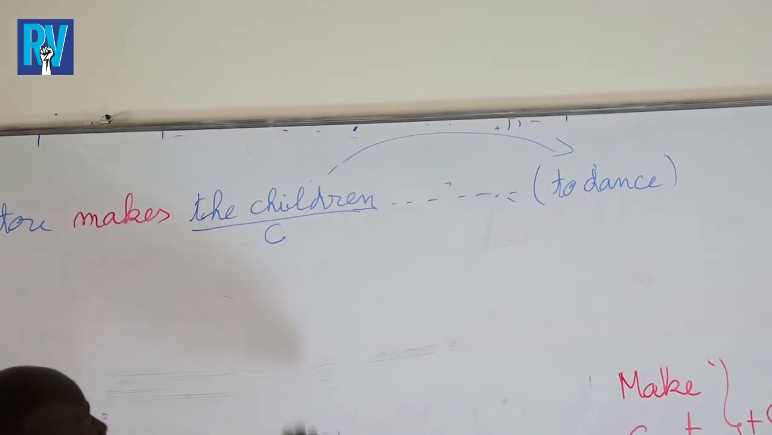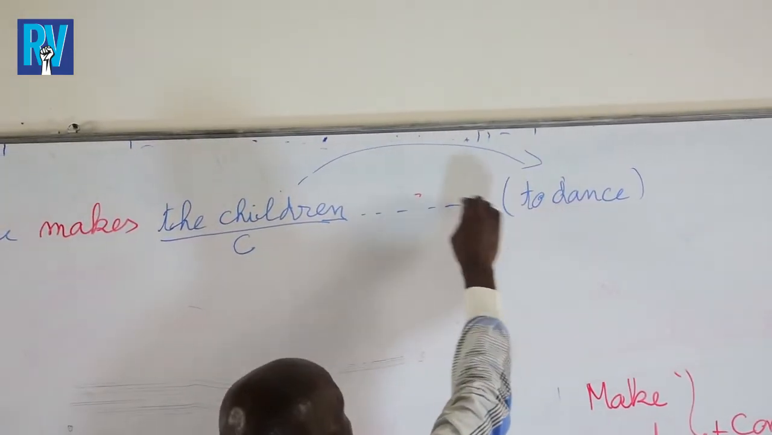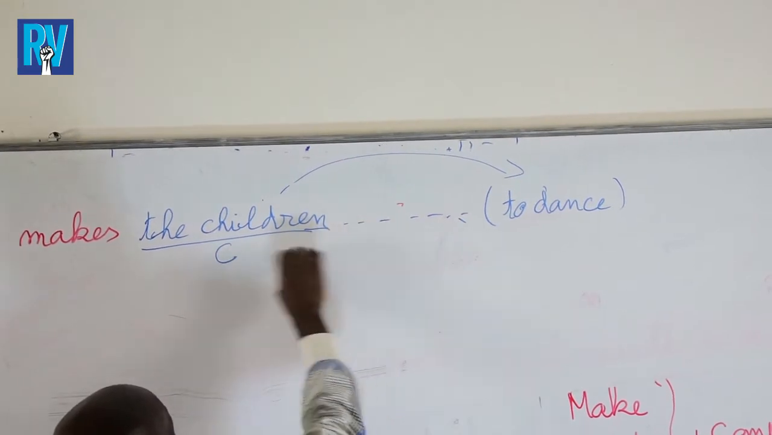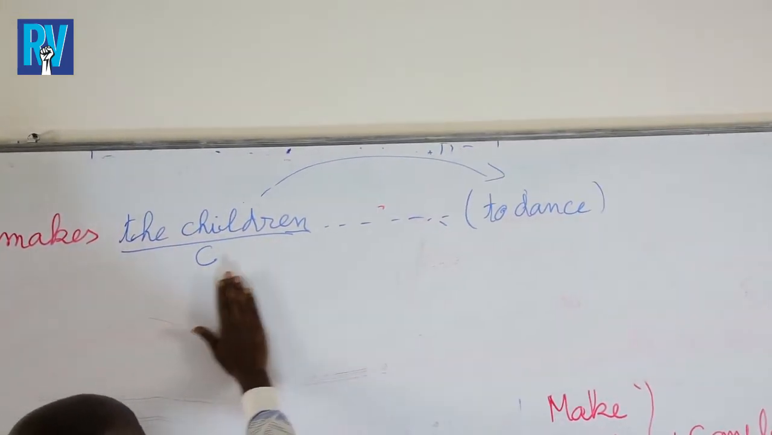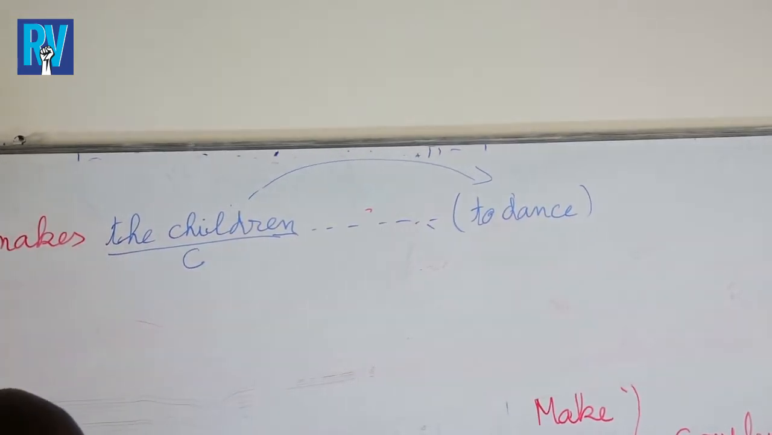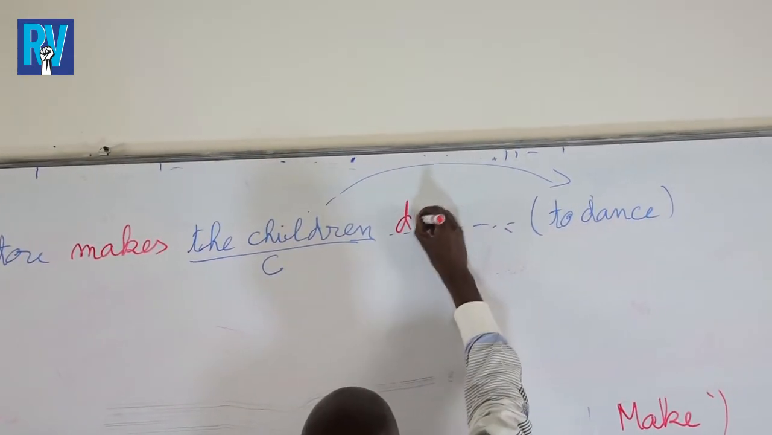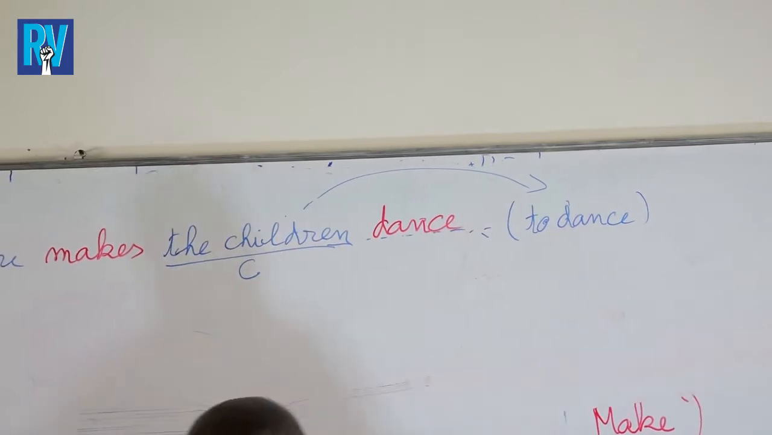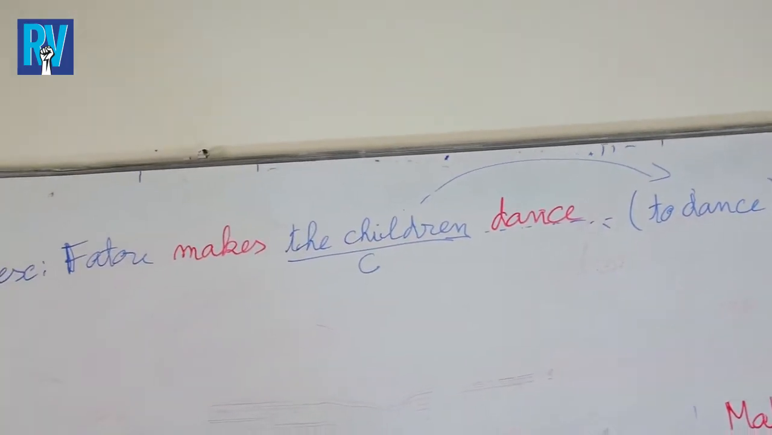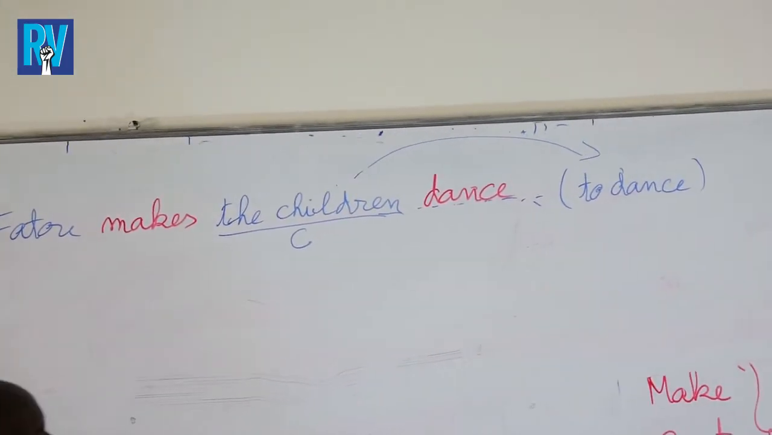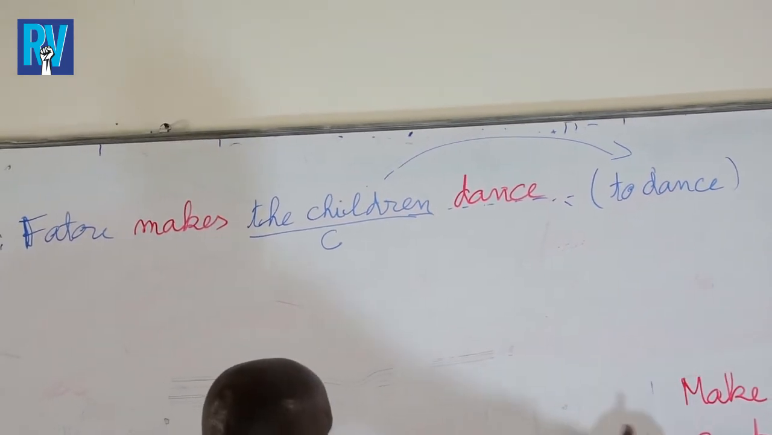Donc en ce moment, je dis que c'est le complément qui fait cette action-là. J'écris le verbe à l'infinitif sans to parce que j'ai le verbe make suivi d'un complément. Le verbe qui s'écrit à l'infinitif sans to. Okay? Factual makes the children dance. Infinitive sans to. It makes the children dance. Okay. An example with get.